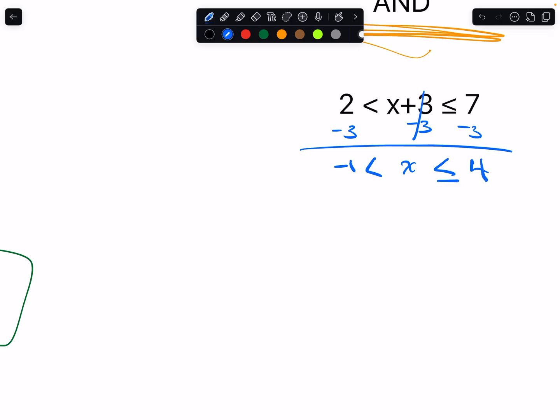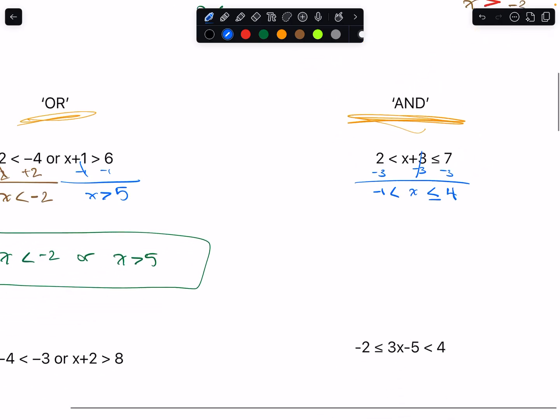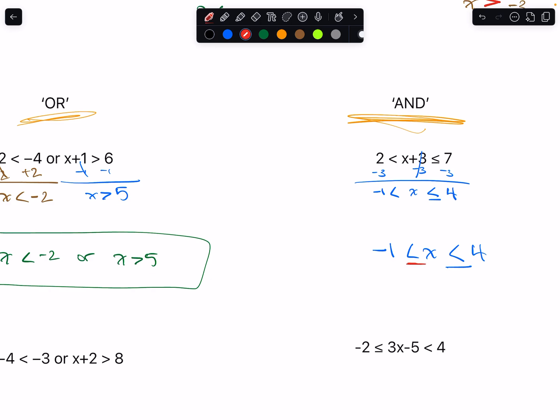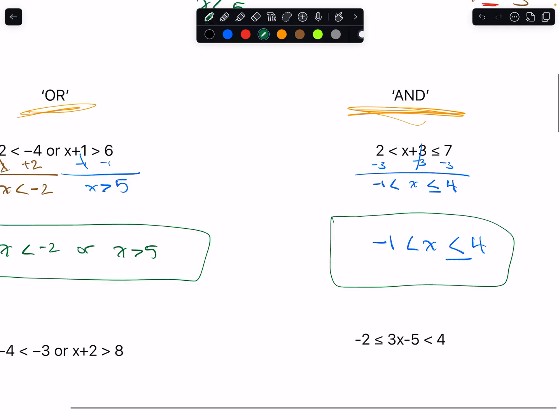So this answer here is saying that x is a value between -1 and 4, but we can include 4 simply because it's less than or equal to 4, but we cannot include -1 because, I'm going to mark in red, there is no line on the bottom of it for it to be less than or equal to. So this is our answer for this question.